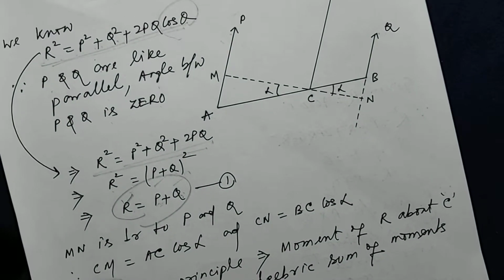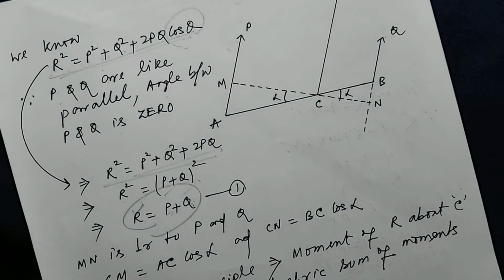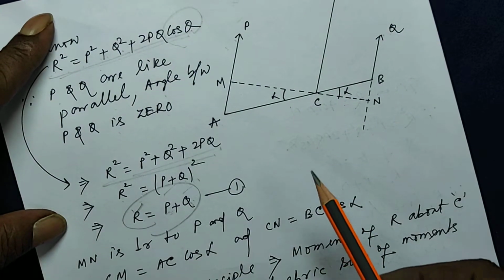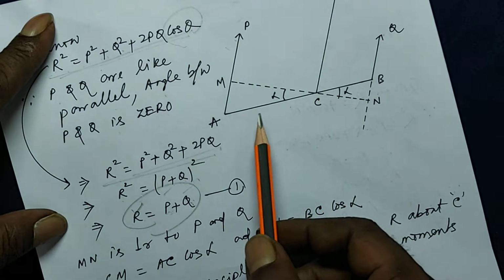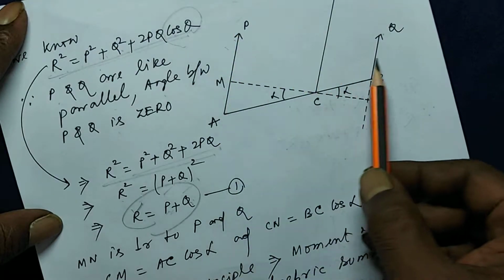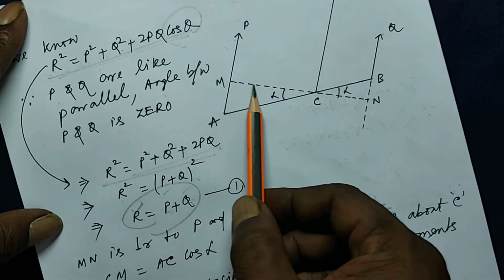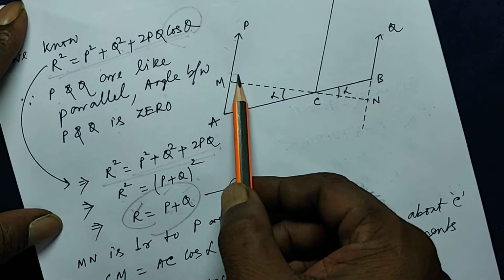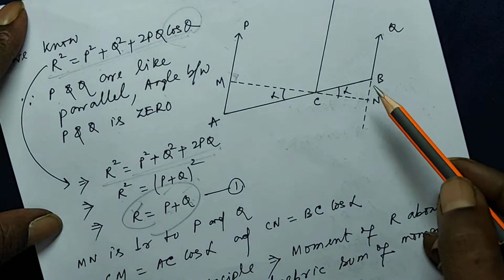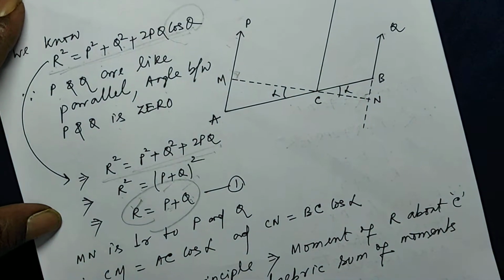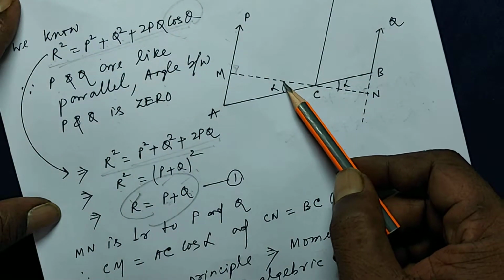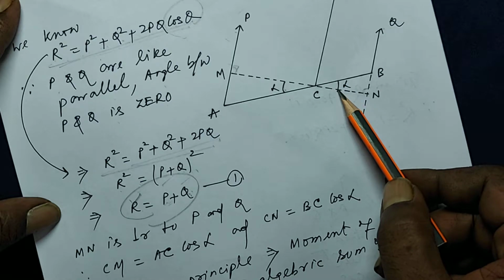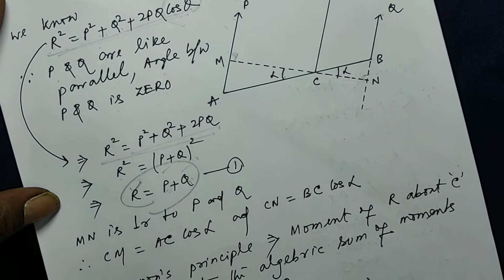Now what do I do to explain Varignon's principle? So what I have done is I have drawn a perpendicular to the line of action of P and the line of action of Q. This dotted line is the perpendicular. Let it be M here, let it be N here. So this angle is 90 here and this angle is 90 here. So let this angle be alpha. Therefore this angle will be alpha since it is vertically opposite.